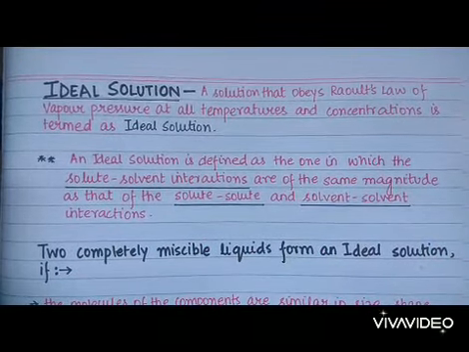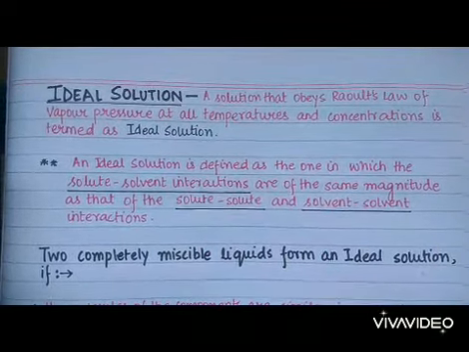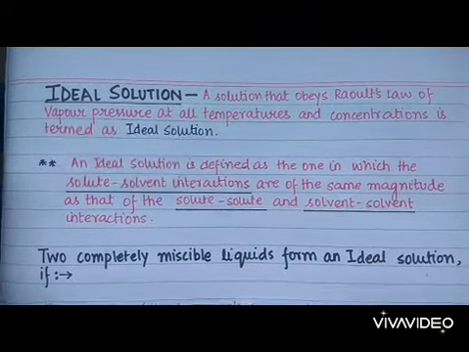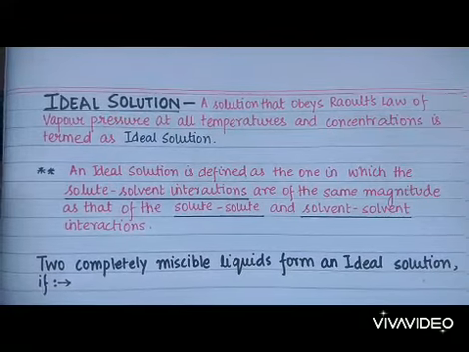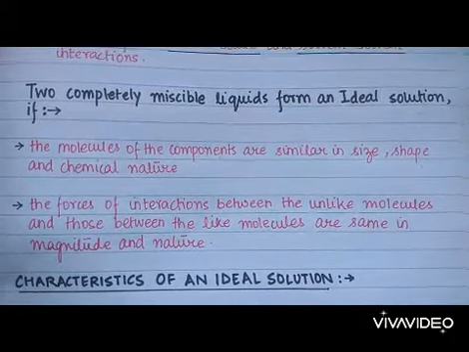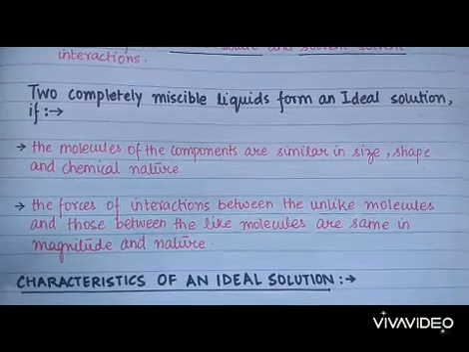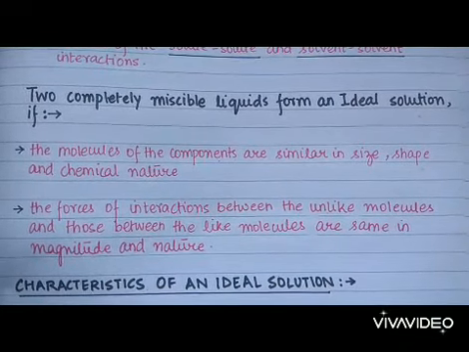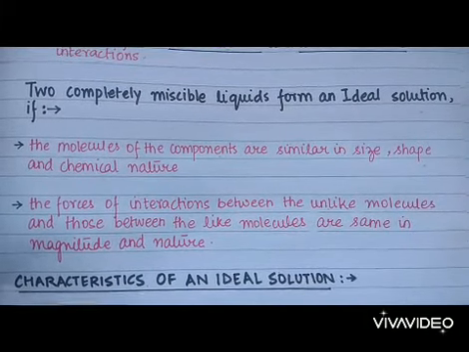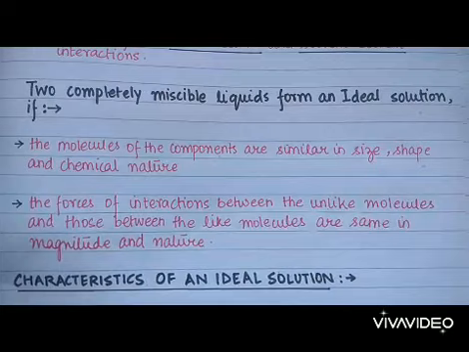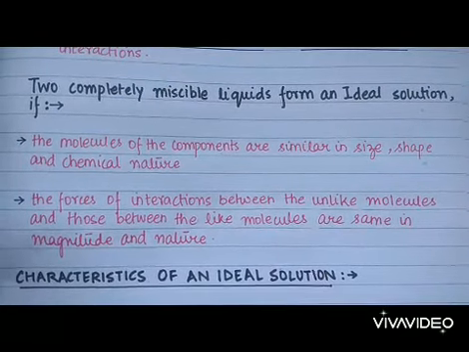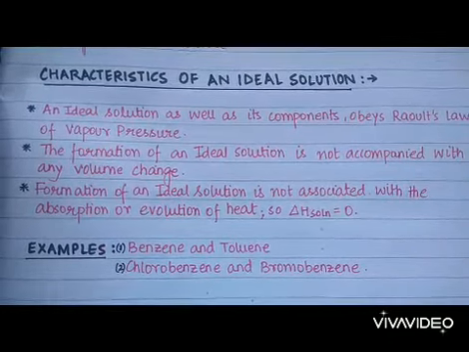Next up we have ideal solution. So what is ideal solution? A solution that obeys Raoult's law of vapor pressure at all temperatures is called ideal solution. Now, two completely miscible liquids form an ideal solution if and only if these two points are fulfilled. That is, the molecules of the components are similar in size, shape and chemical nature, and the interactions between the unlike and the like molecules are also the same in magnitude and nature.